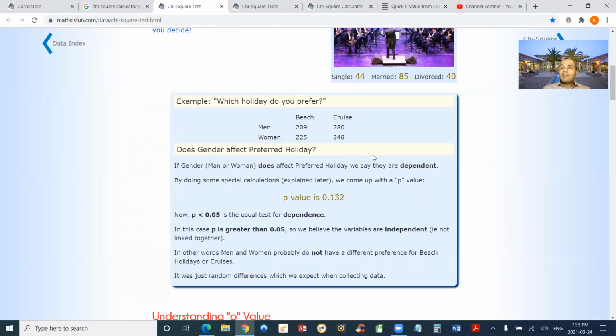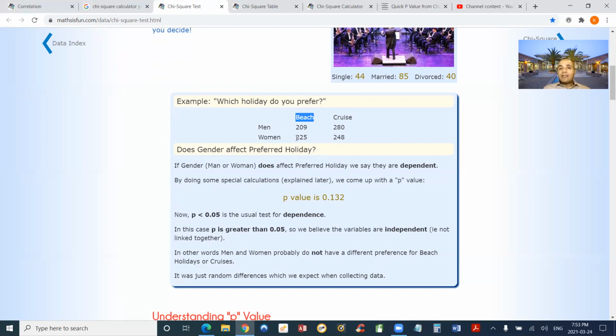You might take a look at this and ask yourself, would the gender affect the preferred holiday? Take a look at this data. If I wanted to just visualize it by human intelligence, I would say there is a huge distance between 209 and 280. There is a huge difference. And I'm going to say men often would prefer cruise over the beach as their holiday destination. But is that so? We are going to investigate that.